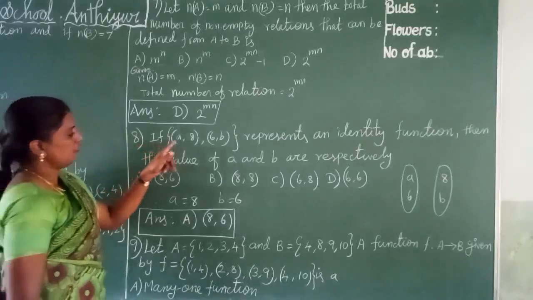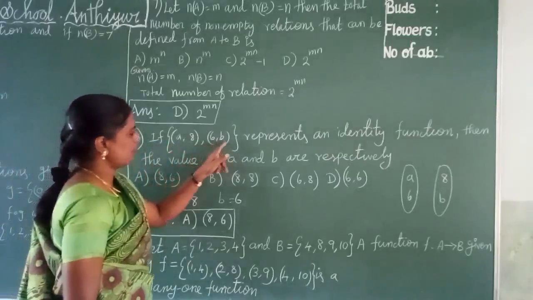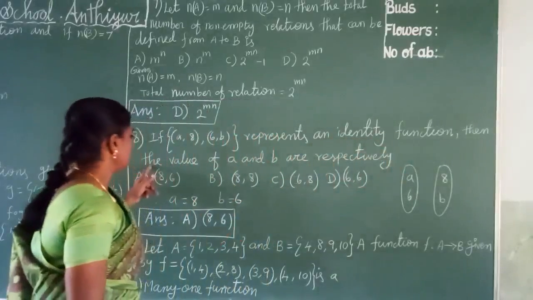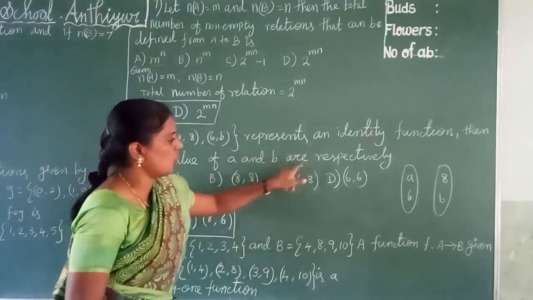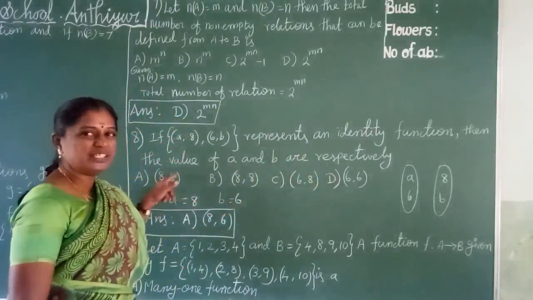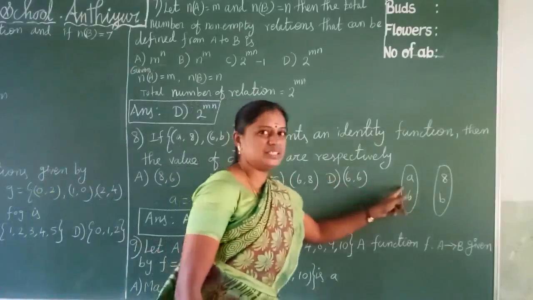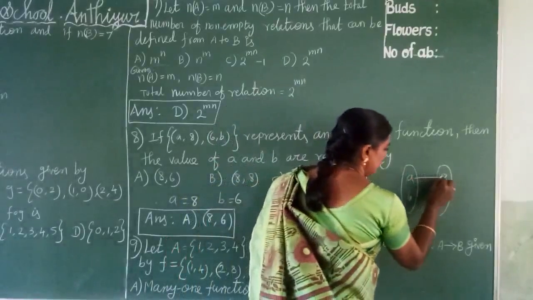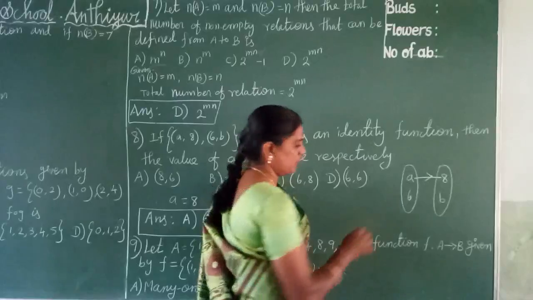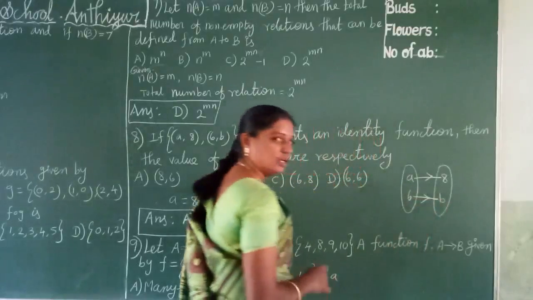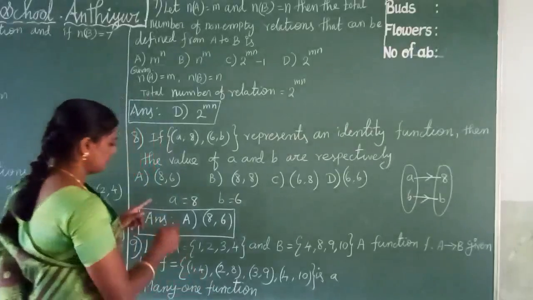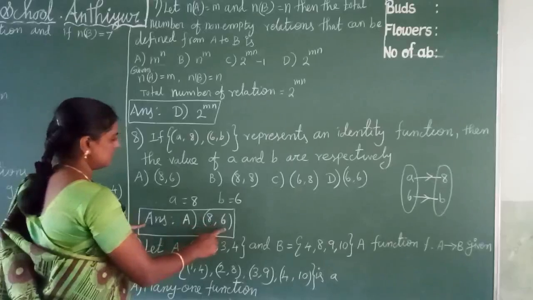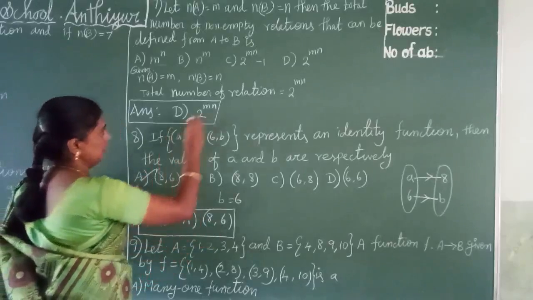Eighth one. If (a, 6), (b, ...) represents an identity function, then the values of a and b are respectively. Identity means the elements in the domain are the same elements in the codomain. So for a, 8, a answer is also 8. For 6, b, b answer is also 6. So a is 8, b is 6. Therefore the answer is 8, 6. Option A.